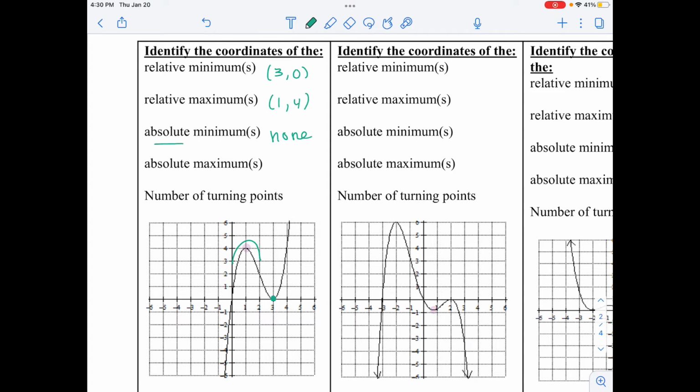But it looks like, again, my graph goes all the way up to infinity, so there is no absolute maximum for this graph. Now, the number of turning points is just how many points we see the graph turn, which happens to be 2 in this case.